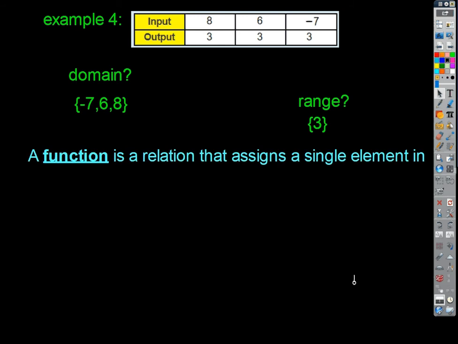So now, let's go one step further. Let's talk about a specific kind of relation. This is really important because this is what we really wanted to get to. Most of the time we're interested in dealing with relations that are functions. Functions are a subset of relations. In other words, there are relations that are not functions, but all functions are a type of relation. Does that make sense? So a function is a special relation that assigns a single element in the range to each element in the domain.